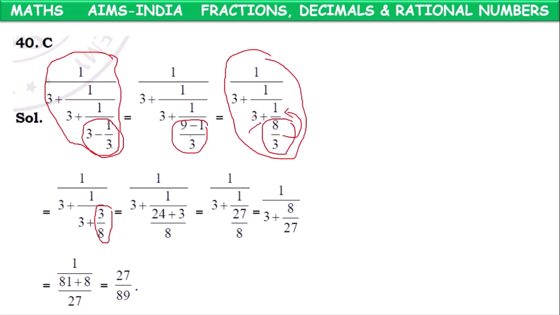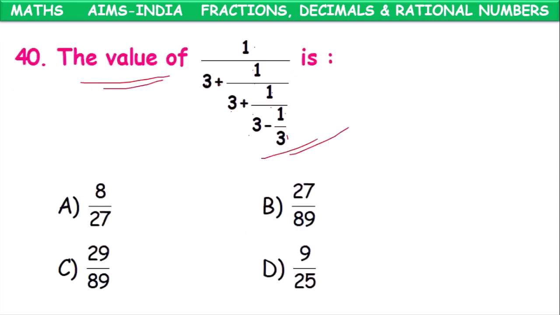Plus, we have 3 here, so 3 plus 3 by 8. Again, 8 times 3 is 24, plus 3 by 8. This total part we have simplified, which equals 27 by 8. This 8 goes up and becomes 8 by 27. 3 plus 8 by 27. Again, with 27, 27 times 3 is 81, plus 8 by 27. This 27 goes up. 81 plus 8 is 89. Like this, step by step we can solve. So it is 27 by 89. Option B is the correct answer.